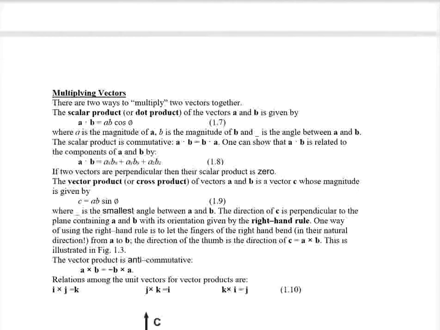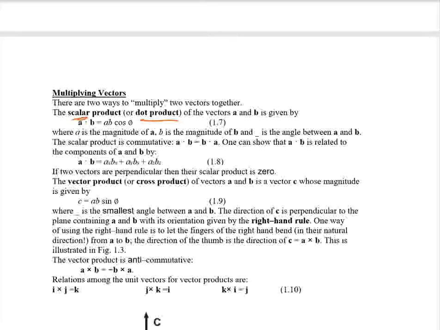The other thing is multiplying a vector. Multiplication of vectors has two types. The first one is the dot product, and the second one is the vector or cross product. Dot is the scalar product. When you multiply two vectors by dot product, our final answer is always a scalar. Because of this, we can say this dot product is what?